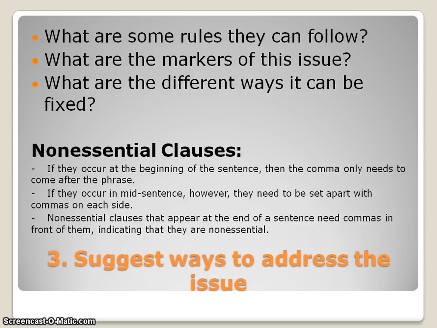For instance, with non-essential clauses, let's say we chose to give them some rules to follow. So the first rule is, if they occur at the beginning of the sentence, then the comma only needs to come after the phrase. If they occur in mid-sentence, however, they need to be set apart with commas on each side. And non-essential clauses that appear at the end of a sentence need commas in front of them, indicating that they are non-essential. What I've done here is create rules. Every time they identify a non-essential clause now, all they have to do is look for what part of the sentence they're in to know where the comma needs to go.